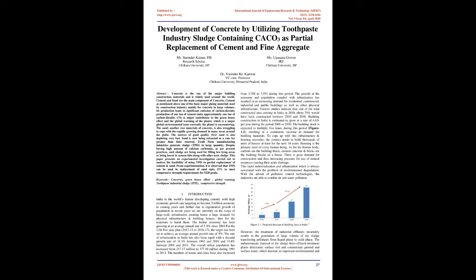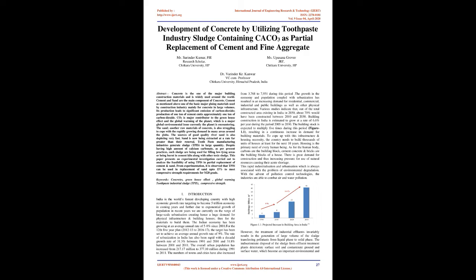Toothpaste manufacturing industries generate sludge, TPIS, in large quantity. Despite having a high amount of calcium carbonate, as per present practices, such sludge is being used for filling low-lying areas or being burnt in cement kilns along with other toxic sludge.